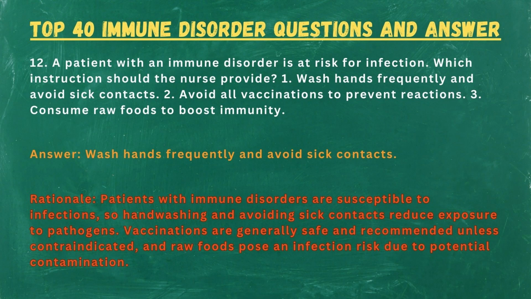Rationale. Patients with immune disorders are susceptible to infections, so hand washing and avoiding sick contacts reduce exposure to pathogens. Vaccinations are generally safe and recommended unless contraindicated, and raw foods pose an infection risk due to potential contamination.